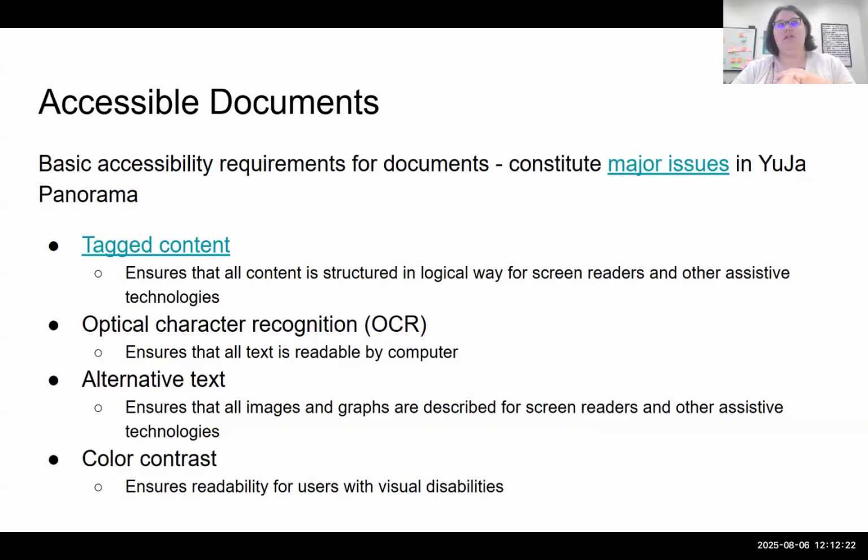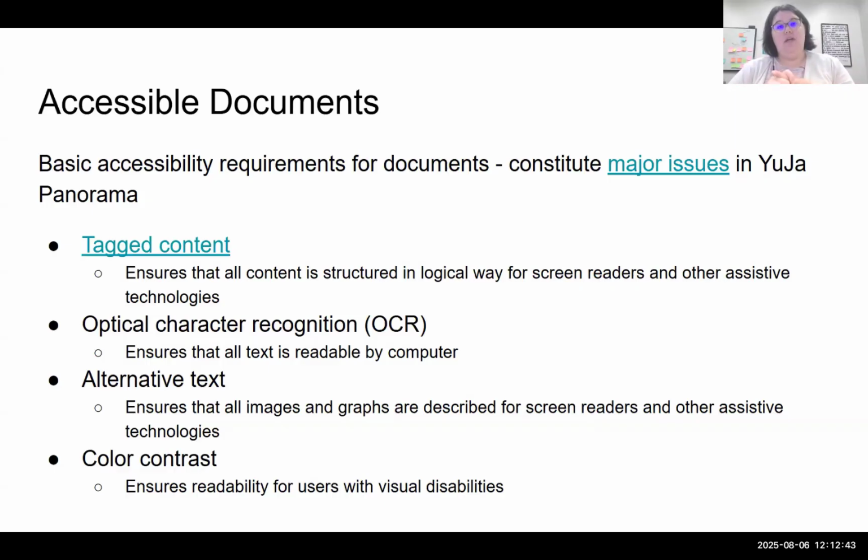Okay. So the four major areas that you will see are going to be tagged content, which is going to ensure that there's a logical reading order and tag items for a screen reader to say, hey, this is a heading, this is a paragraph, this is a table, and it will adjust how it reads in order for the person to understand a little bit better.